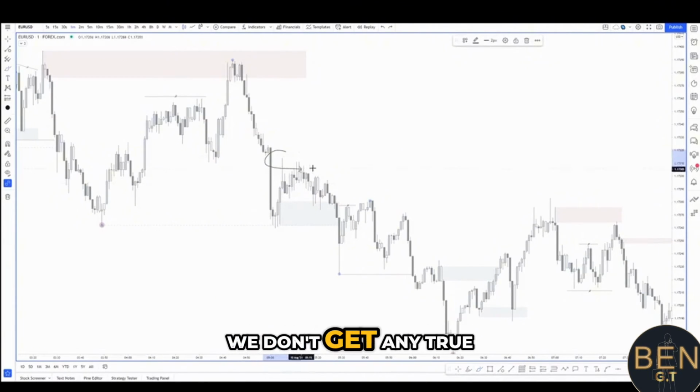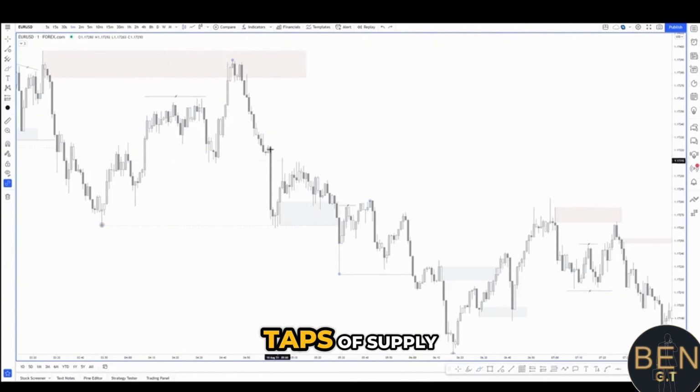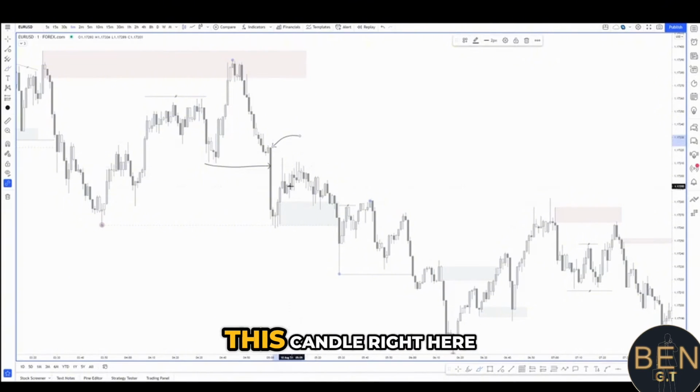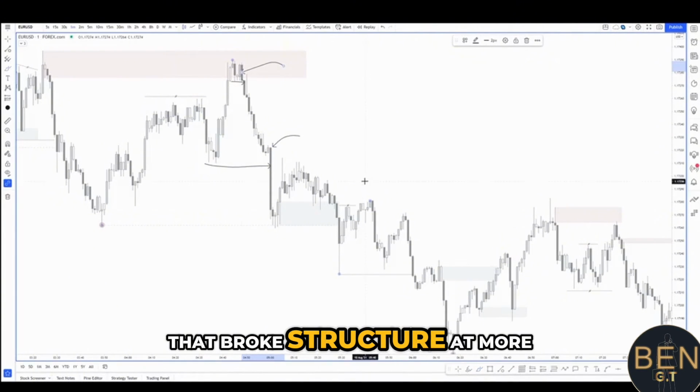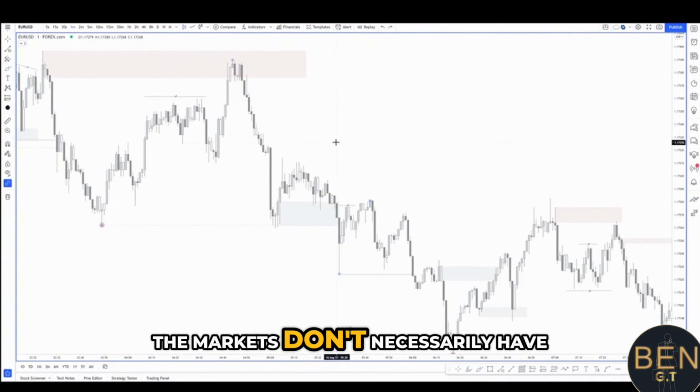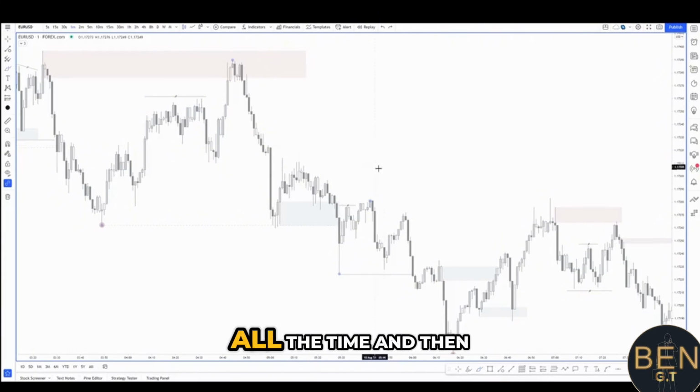What we can see is we don't get any true taps of supply, because of course if we were looking at something, we'd probably be looking at this candle right here as it broke structure, or something up here that broke structure at more of the extreme. We don't get any of that, which is fine. The markets don't necessarily have to play ball with us all the time.